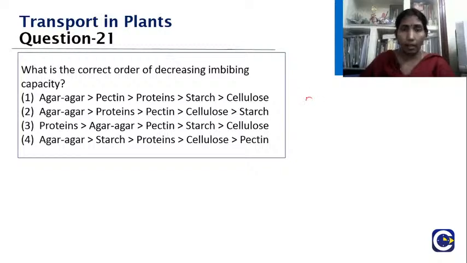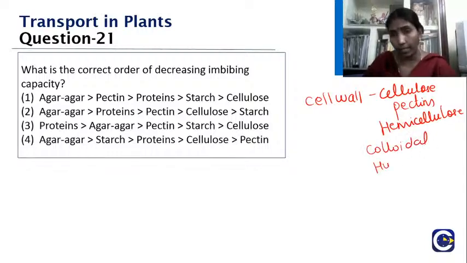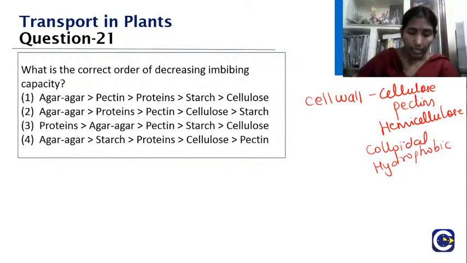First, let us understand our cell wall. Whatever you see is actually made up of colloidal substances, which we are very much aware of. They are made up of cellulose, right? They are made up of pectins, they are made up of hemicellulose, right? So we are aware of this. Now these substances are all colloidal as well as hydrophilic in nature. So the imbibing of water is actually a physical process. It is like a special type of diffusion where there is movement of water molecules along the diffusion gradient.